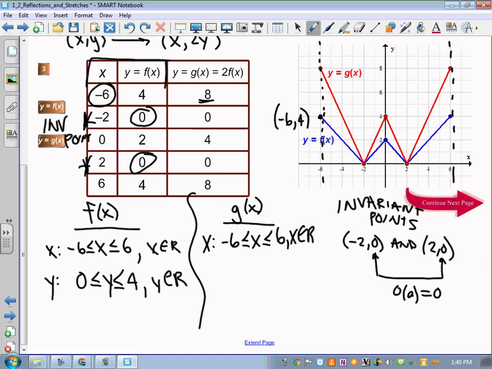For y, however, 0 is still the lower bound. It's the lowest value, but now the upper bound has become twice as much, and that becomes 8. Now, it is worth mentioning that the range and domain, for that matter, are coordinates from the graph.